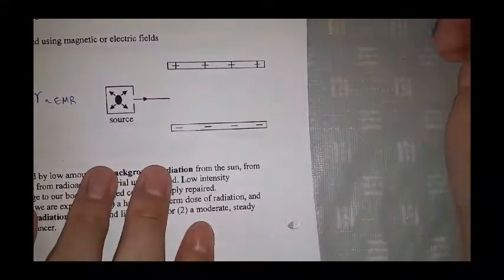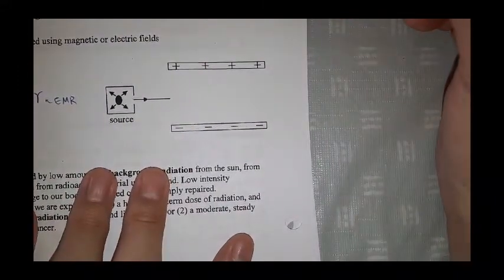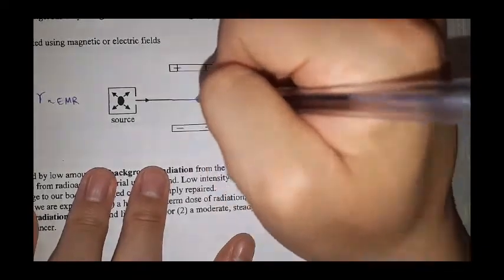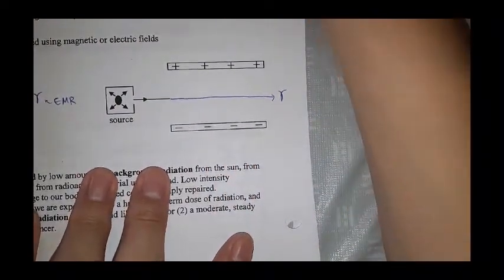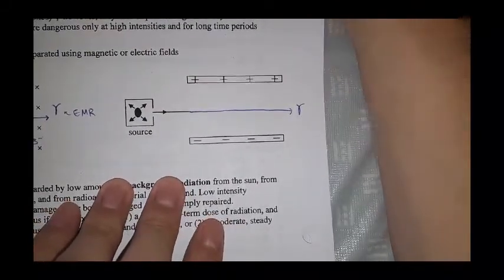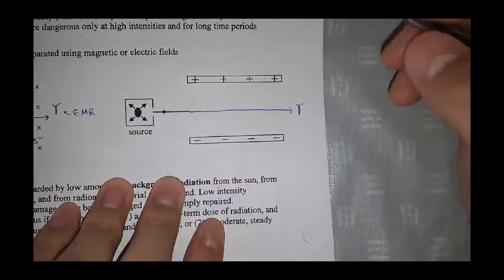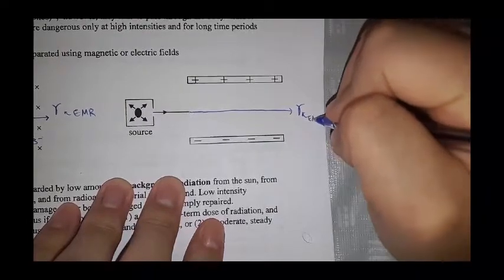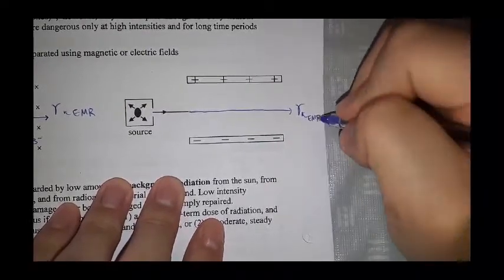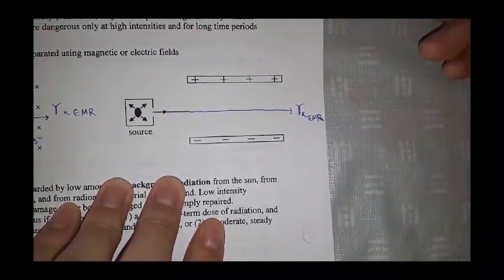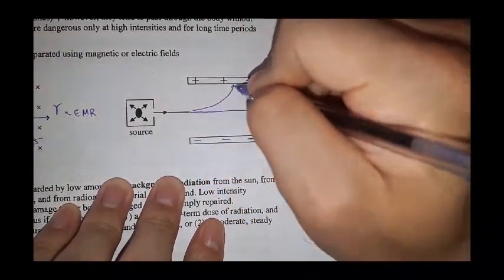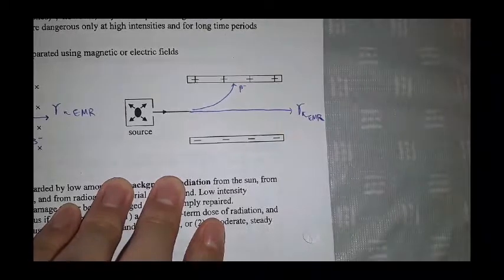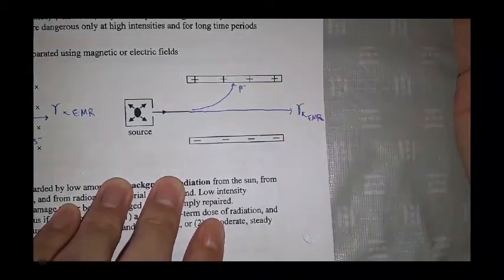Now, what if you put it in an electric field? Easy one first. Gamma radiation will go straight because that's EMR. That's just part of the light. But if I think about beta particles, they will go towards the positive plate because negative and positive attract each other, right?